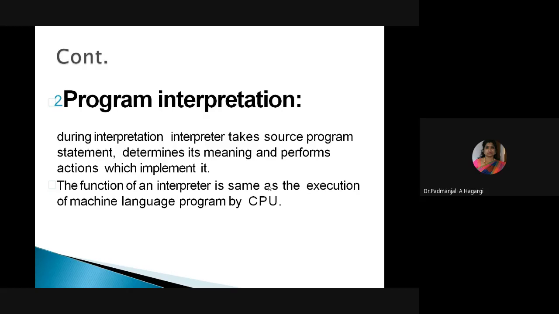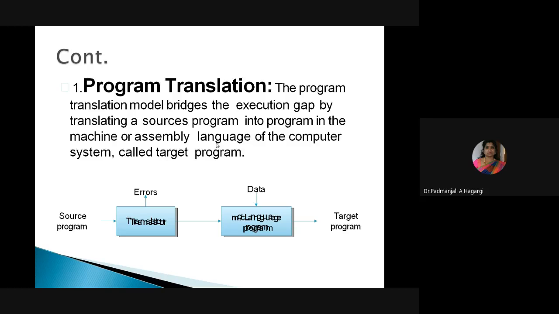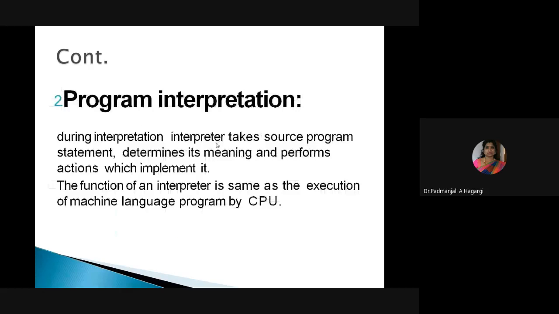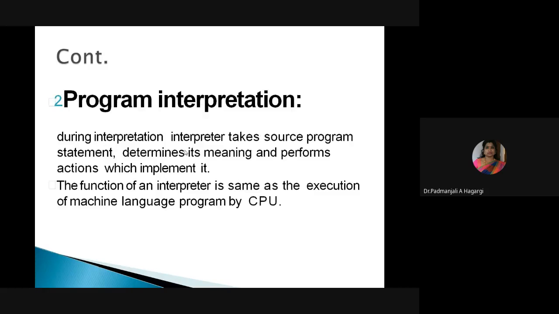Next is program interpretation. First, I told you about program translation. Program translation is translating from a source program to some other model. What is that other model? It generates the target language, that is the machine language, the executable, which bridges the gap for program execution.